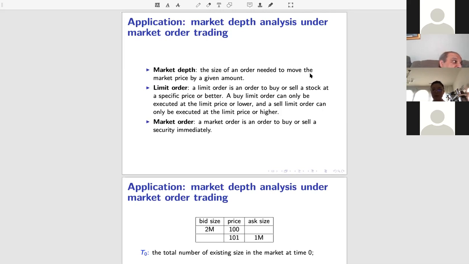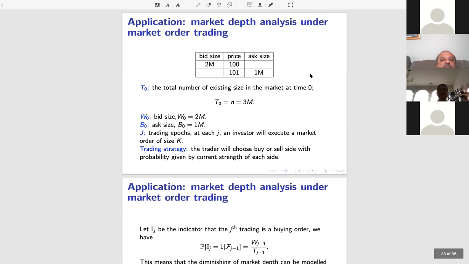So with these definitions, let's have a very simple scenario. This is a simplified version of the data, just to make sense of how our urn scheme will be used to model this path dependent process. Suppose at the price of 100, we have a buying size. Bid size is a buying size, ask is a selling size. So we have 2 million bid size, and at price 101, we have 1 million ask size.